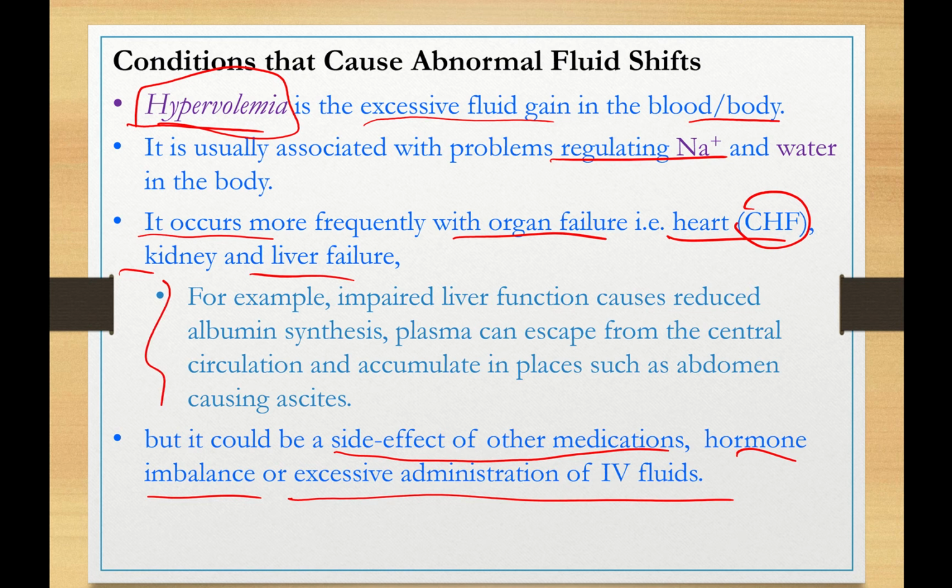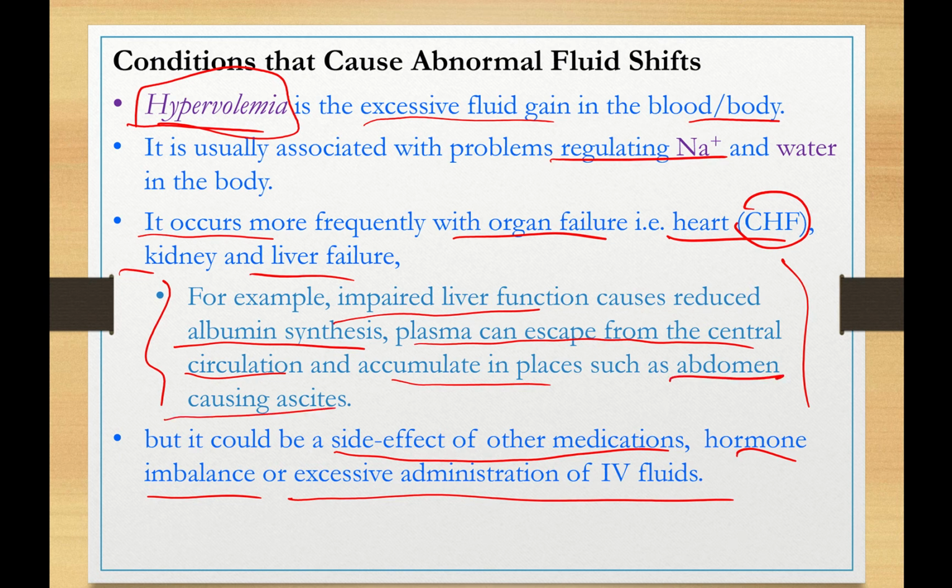Now here I've cited one example how an impaired liver function could cause reduced albumin synthesis. So this is the protein, right? And because of the reduced concentration of albumin in the blood, plasma can now escape from the central circulation and accumulate in places in the interstitial tissues, such as abdomen, causing ascites. So you see, I've cited this example here to demonstrate how complicated it could be.